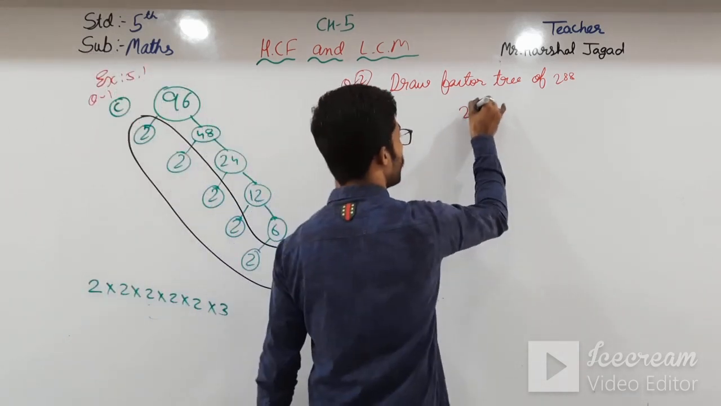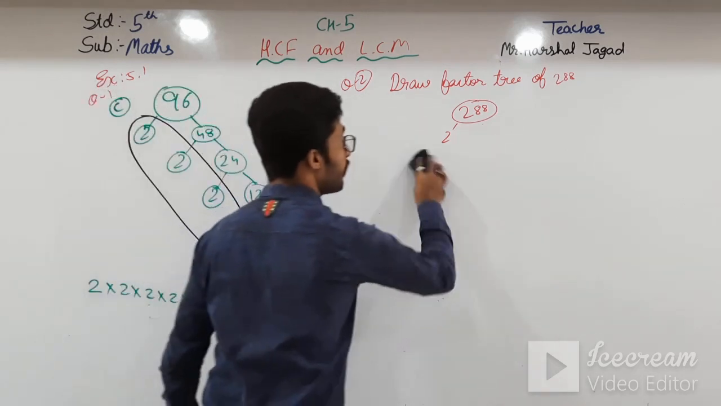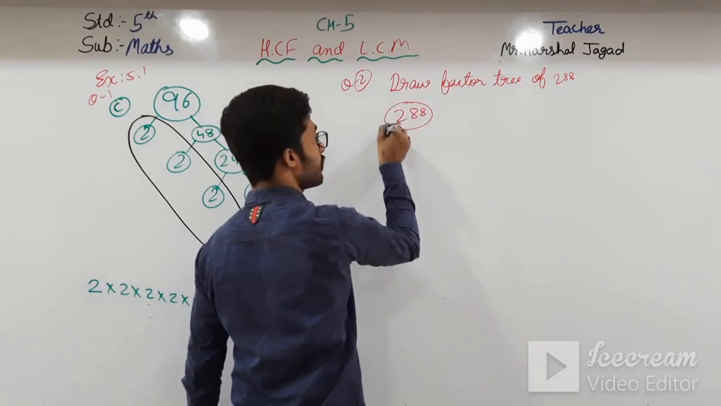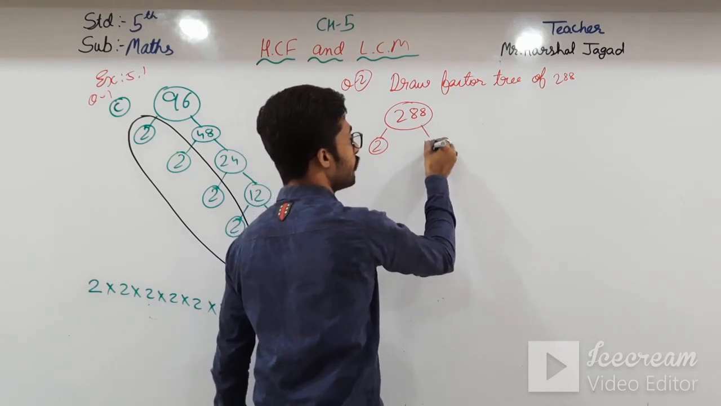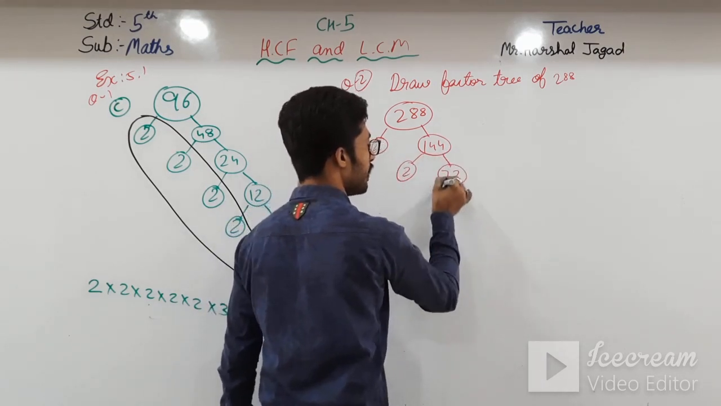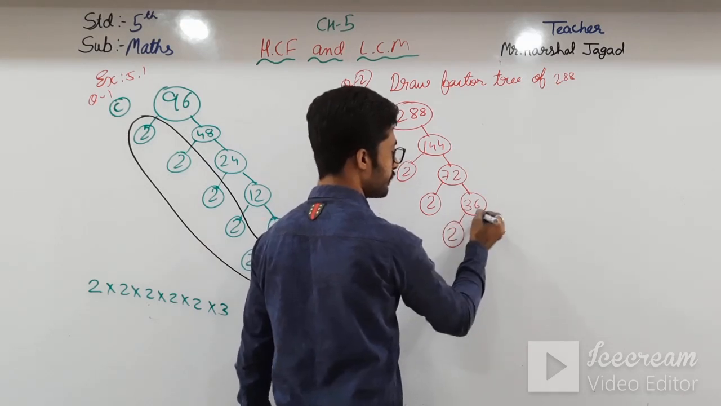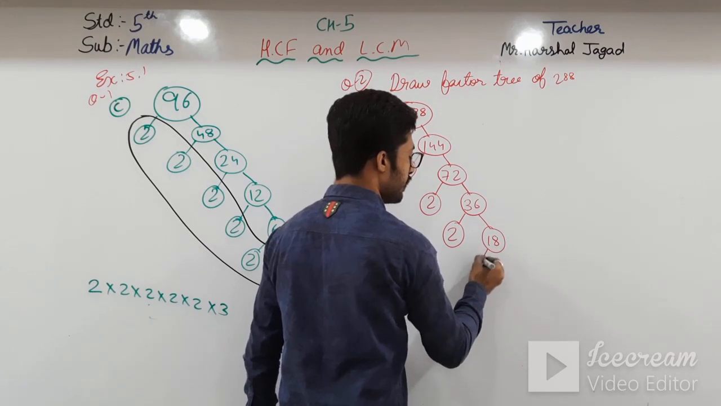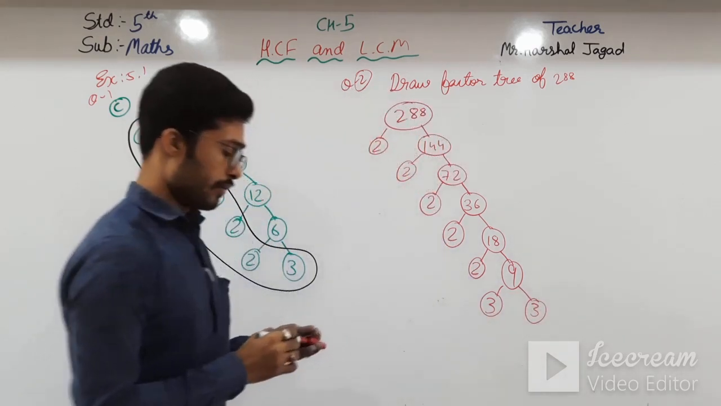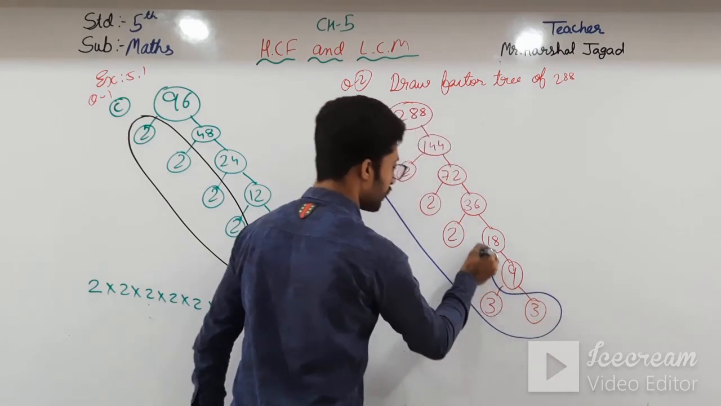So just drawing this over here, 288. First of all, it will work with 2. 2 ones are 2, 2 fours are 8, then 2 sevens, 2 twos, 2 threes are 6, 2 sixes are 12, 2 ones are 2, 2 eights are 16, 2 nines, and lastly 3 threes are 9.